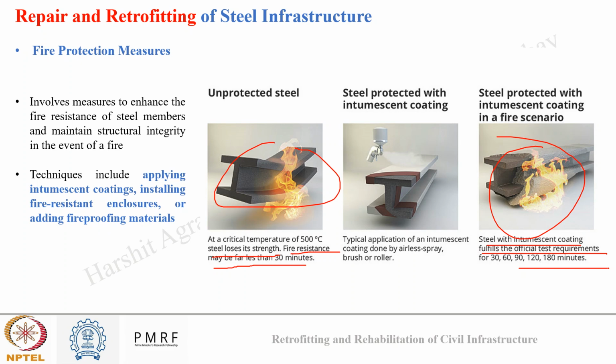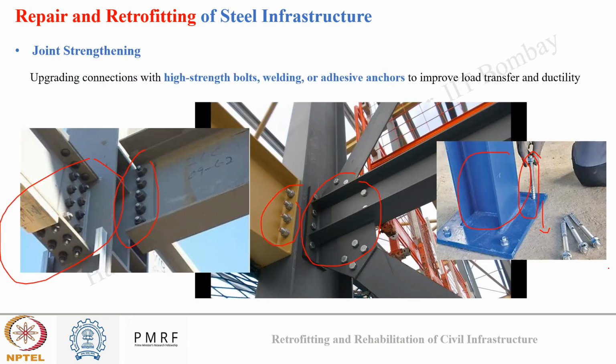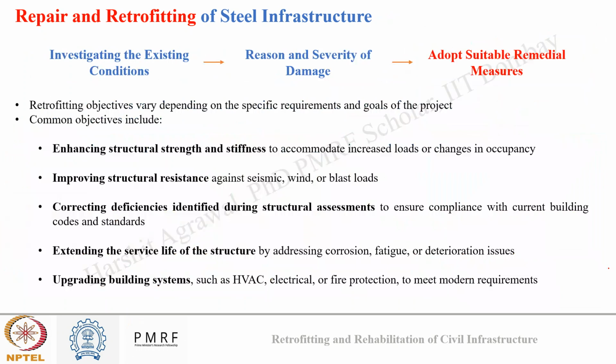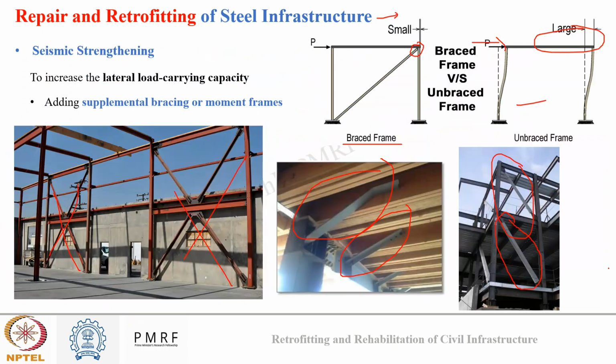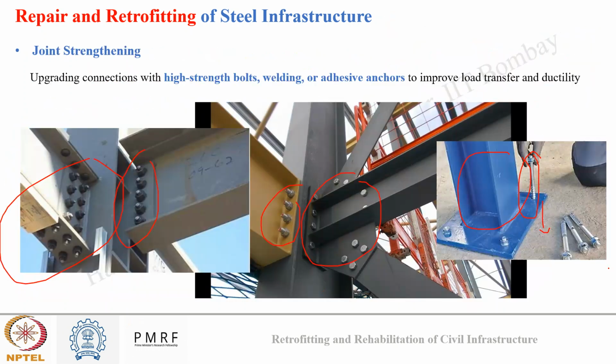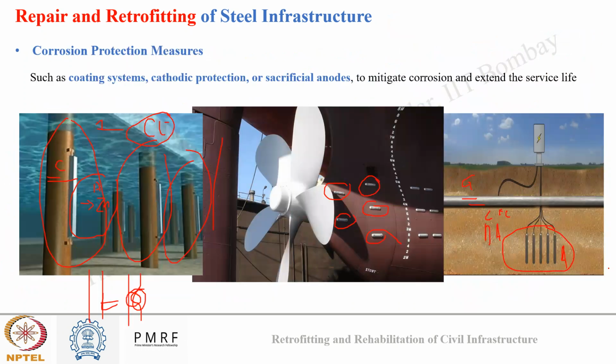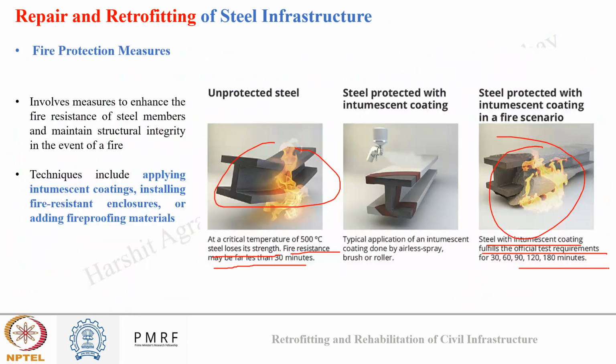So this was all about retrofitting of steel structure. We saw several examples. We first saw several objectives on which the retrofitting method depends. For most of these things, we have seen retrofitting for rebars and reinforced concrete, so similar techniques can be opted here also, but still we have highlighted a few of them. First we discussed strengthening, then seismic strengthening, joint strengthening, corrosion prevention or protection measures, and fire protection measures. I hope everyone is clear with this concept.